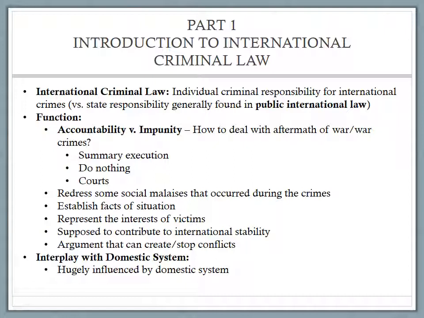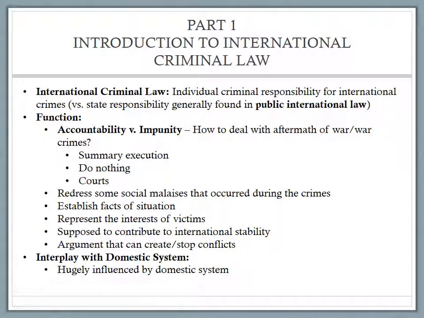And in theory, international criminal laws and tribunals are supposed to contribute to international stability by basically taking the bad guys, if you will, out of circulation and putting them in prison if they are convicted on the charges that they have been alleged to have done. And then there is the argument that international criminal law can create or stop conflict. That's quite controversial.